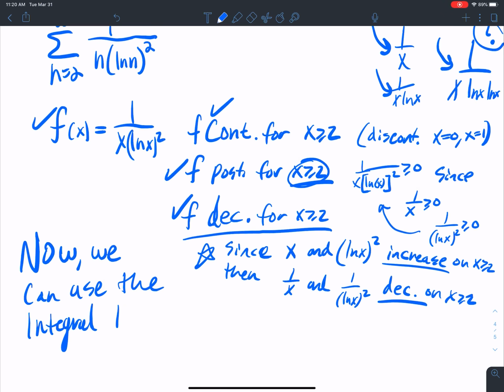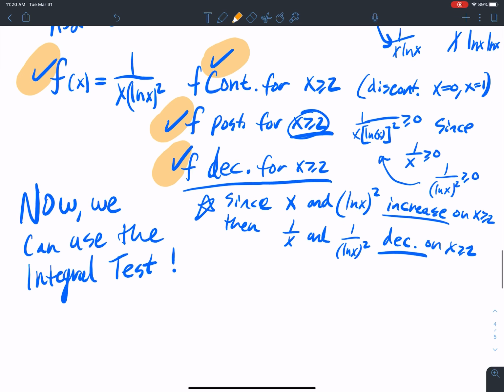It's very important that, in order to use the integral test, we have to satisfy those 4 conditions first, okay? If you can't satisfy those 4 conditions, then you can't run the test.